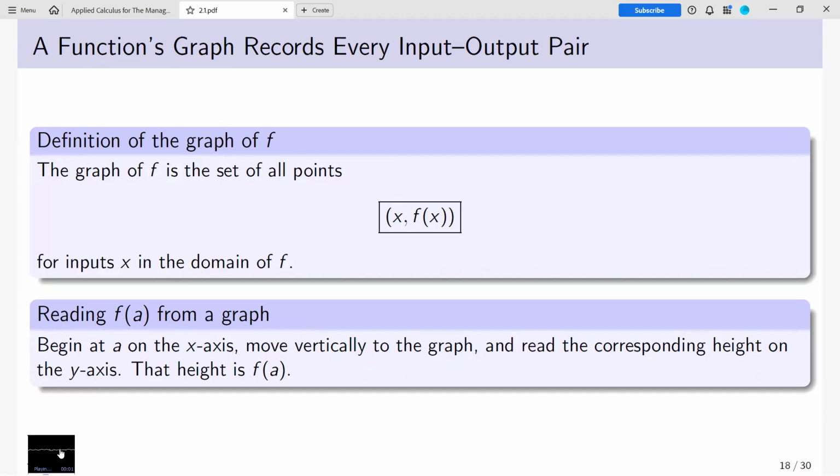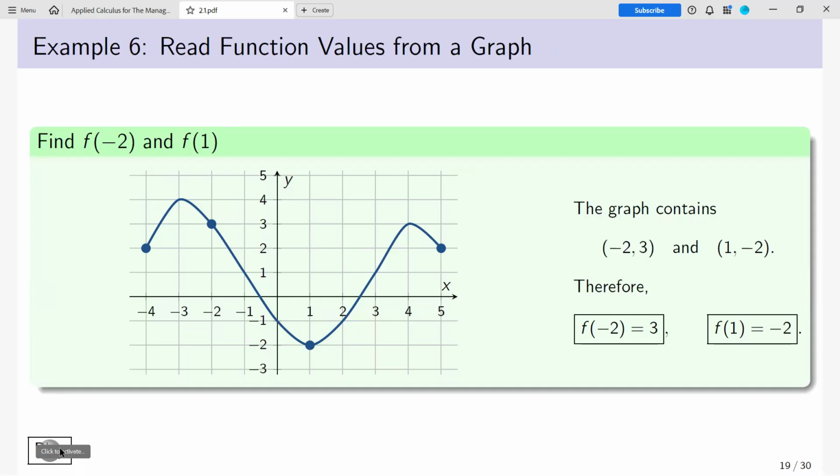The graph of a function contains every point x, f of x. To read f of a, locate a on the horizontal axis, move to the graph, and read the corresponding vertical coordinate. At x equals -2, the graph has height 3, so f of -2 is 3. At x equals 1, the height is -2, so f of 1 is -2.